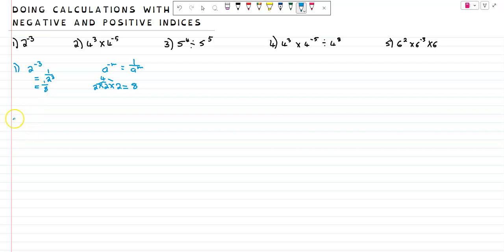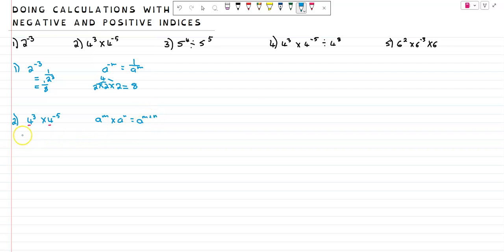All right, let's go to number 2. Number 2: 4 to the power of 3 multiplied by 4 to the power of negative 5. What rule are we going to use here? Yes, both of our numbers have the same base. So we're going to use a to the power of m multiplied by a to the power of n equals a to the power of m plus n.